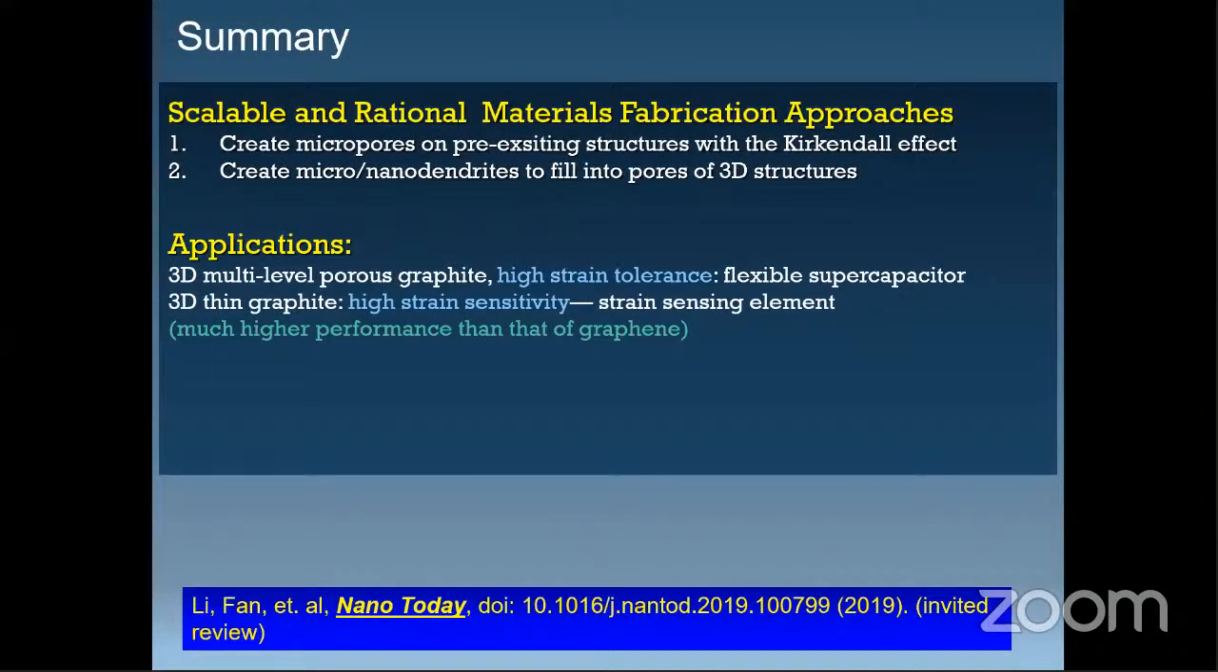In summary, we have provided scalable and original materials fabrication approaches to create 3D microporous superstructures, which can be used as flexible supercapacitor electrode supports and OER catalysts.